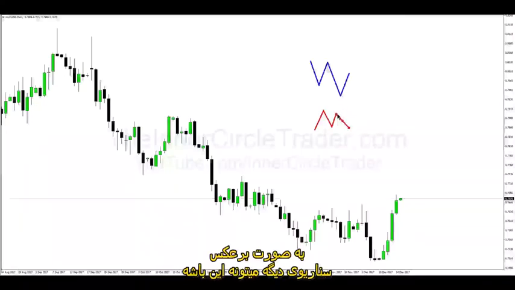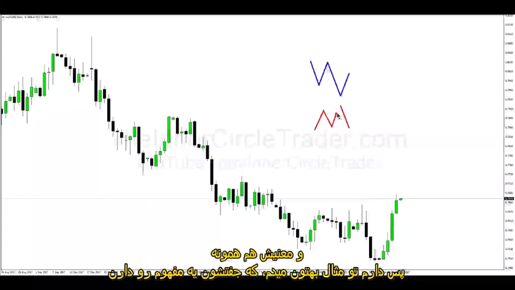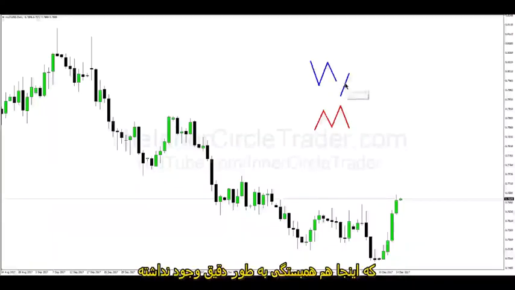Conversely, another scenario might be this, and it would mean the same thing. So I'm giving you two examples here that would give you the same analysis, that being there's a cracking correlation.